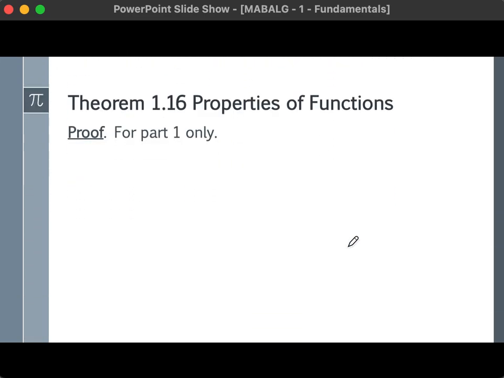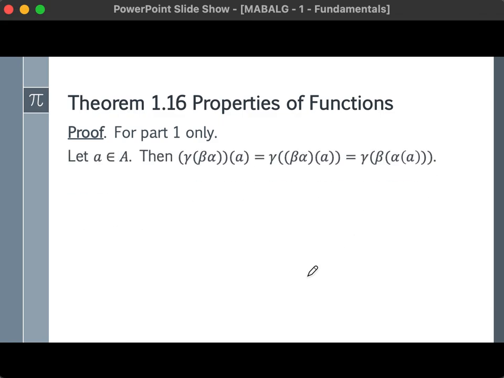So to display a proof for only part 1, the others are given as an exercise. Let a be in big A, then gamma times beta times alpha is applied to a. We're going to move a inside, so we have gamma times the quantity of beta times alpha, applied to a, and we're going to move a further inside, so we have gamma of beta of alpha of a.